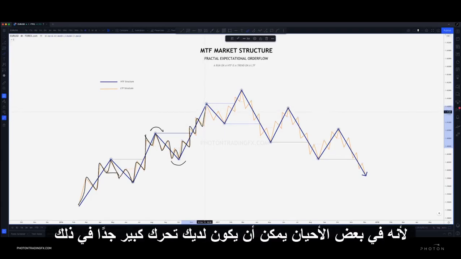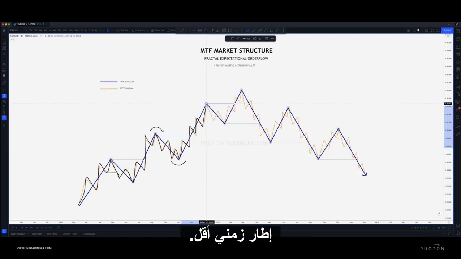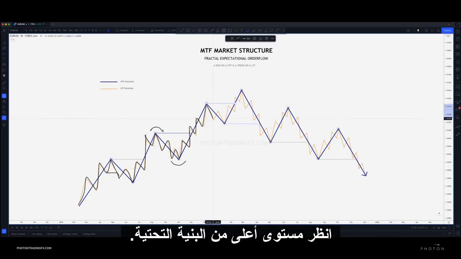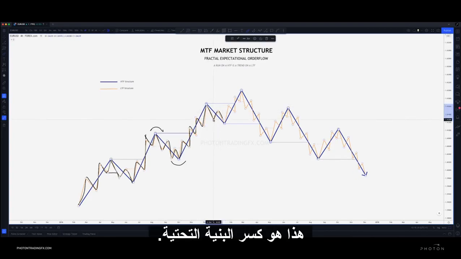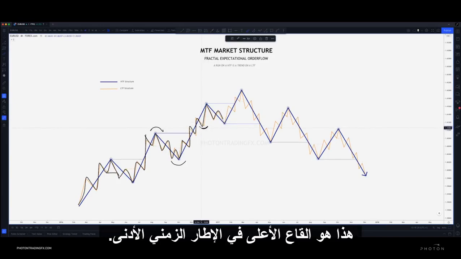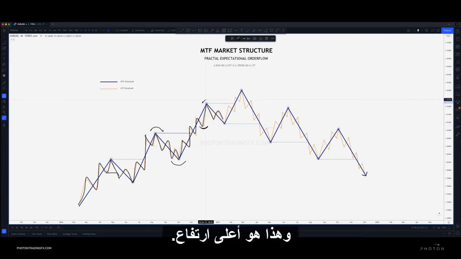Because sometimes you could have quite a big swing move up on that lower time frame. And then when the higher time frame starts to pull back here, you will see a substructure lower high and lower low, right? This is a substructure break. But at that time, this is the swing low. This is the higher low on the lower time frame, and that is the higher high.